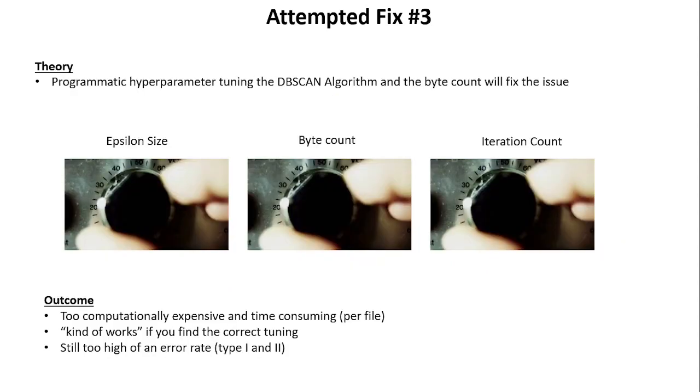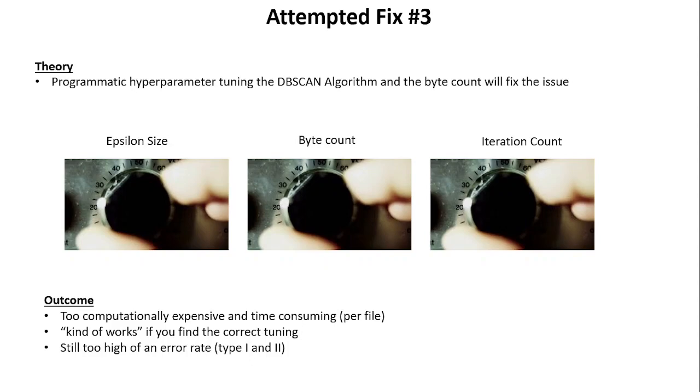Attempted fix number 3 was programmatic hyperparameter tuning of the DBScan algorithm: the byte count of what I'm passing in, the first 50 bytes, first 100 bytes, first 10 bytes. How many bytes from that file am I going to pass to DBScan? What is the epsilon size that I'm going to set for the DBScan parameter, and what is the iteration count that I'm going to set?